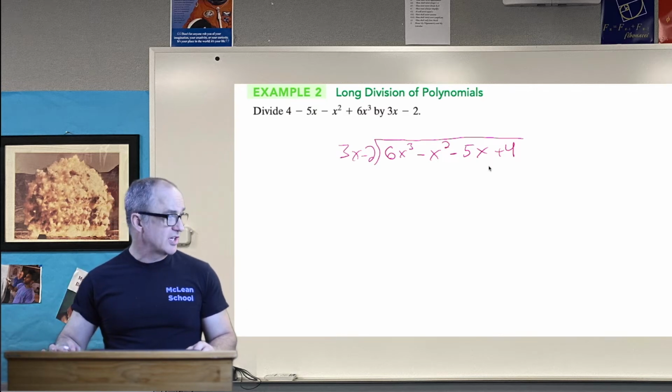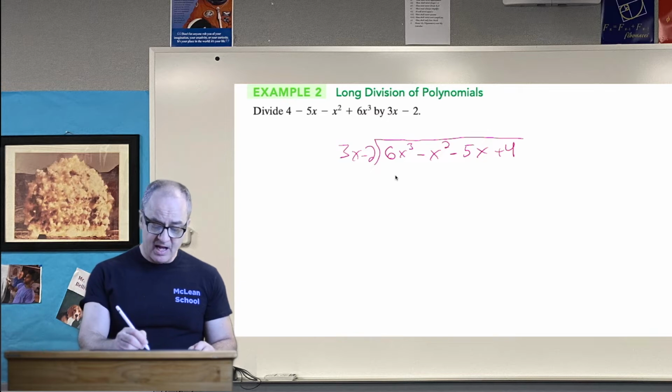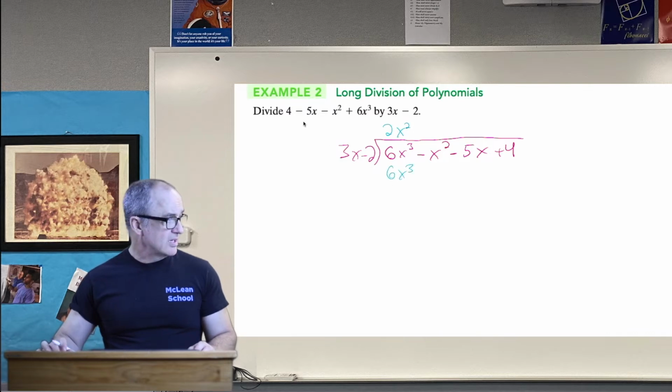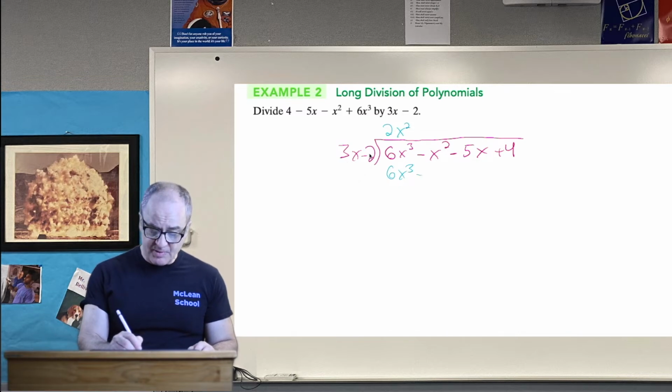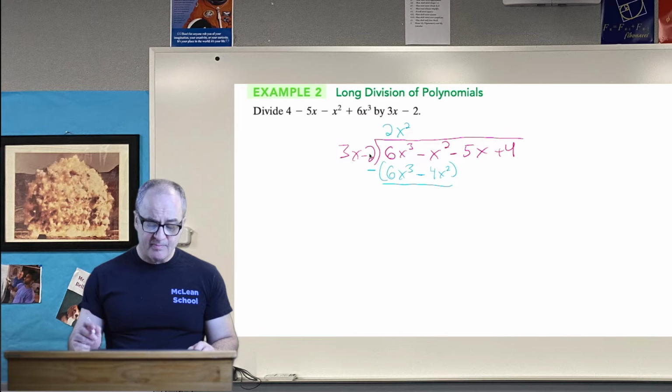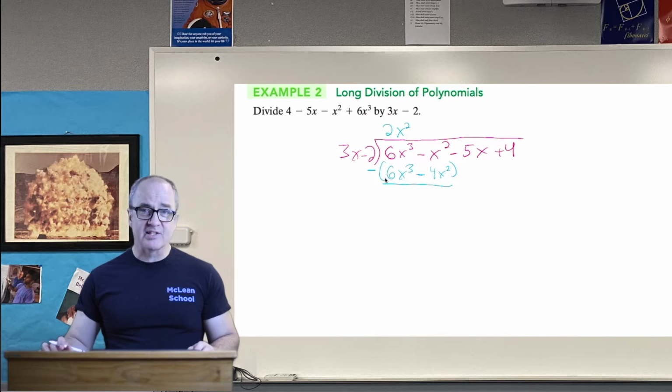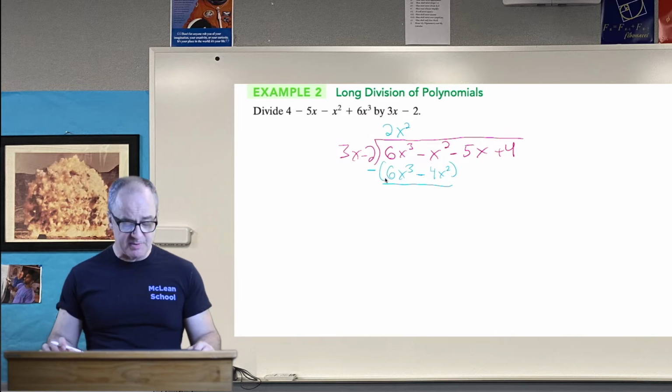First thing we do is ask ourselves, what would you multiply 3x times in order to get 6x cubed? I would choose 2x squared, which would get me 6x cubed. Now, even though I only look at the 3x to determine what to multiply by, I still have to distribute, and that gets me minus 4x squared. Once again, if I don't write parentheses there, before I even write my minus sign for the next step, I will mess up that step, just me personally.